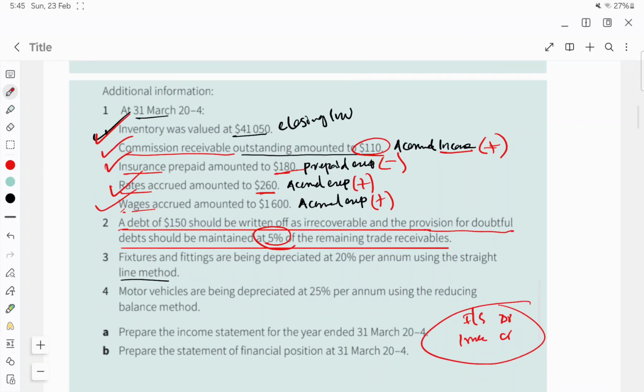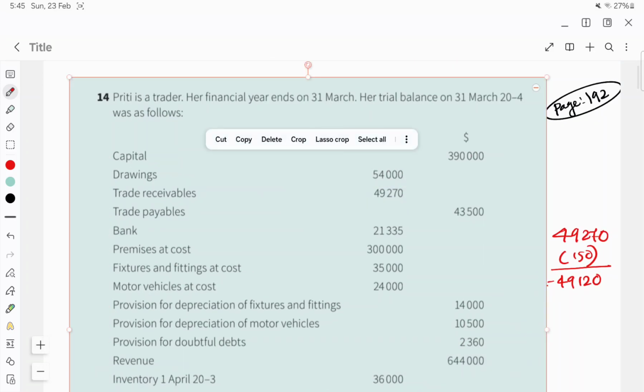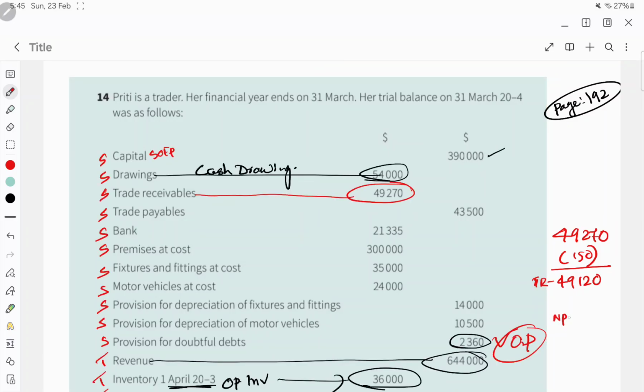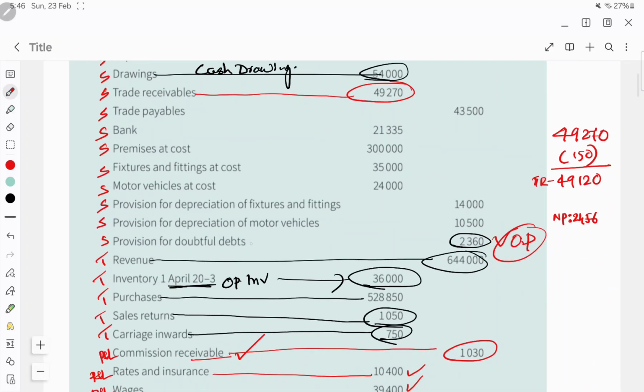From this, 5% is considered as doubtful debt. So 5% of 49,120, into 5 divided by 100, it means the new provision is 2,456. But we already have an old provision here, 2,360. So this is the new provision and old provision. See here, if your new provision is greater than the old provision, that is called as expenses.